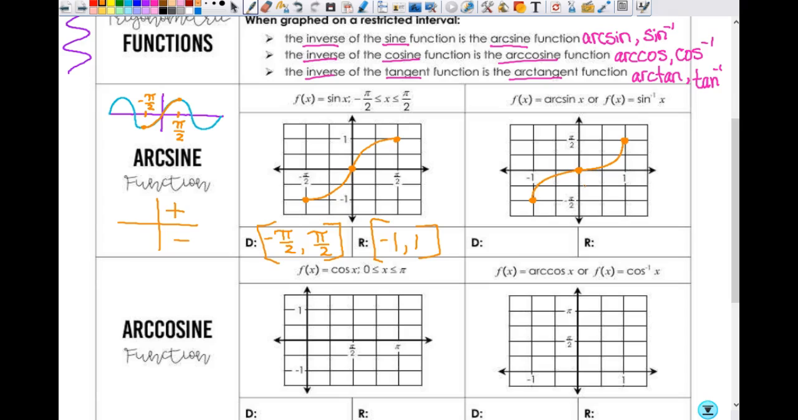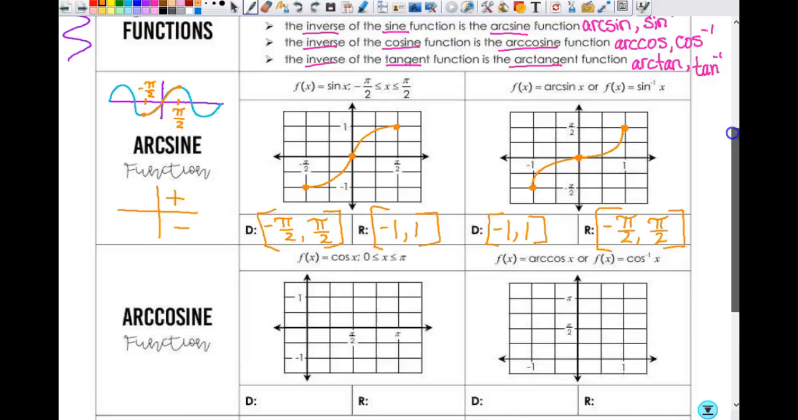Easy enough? So what's my domain here? Negative 1 to 1. And what's my range? Negative pi halves to pi halves. Because just like any other inverse you do, when x and y change places, the domain and range change places. Okay? We okay with that? Any questions at this point?